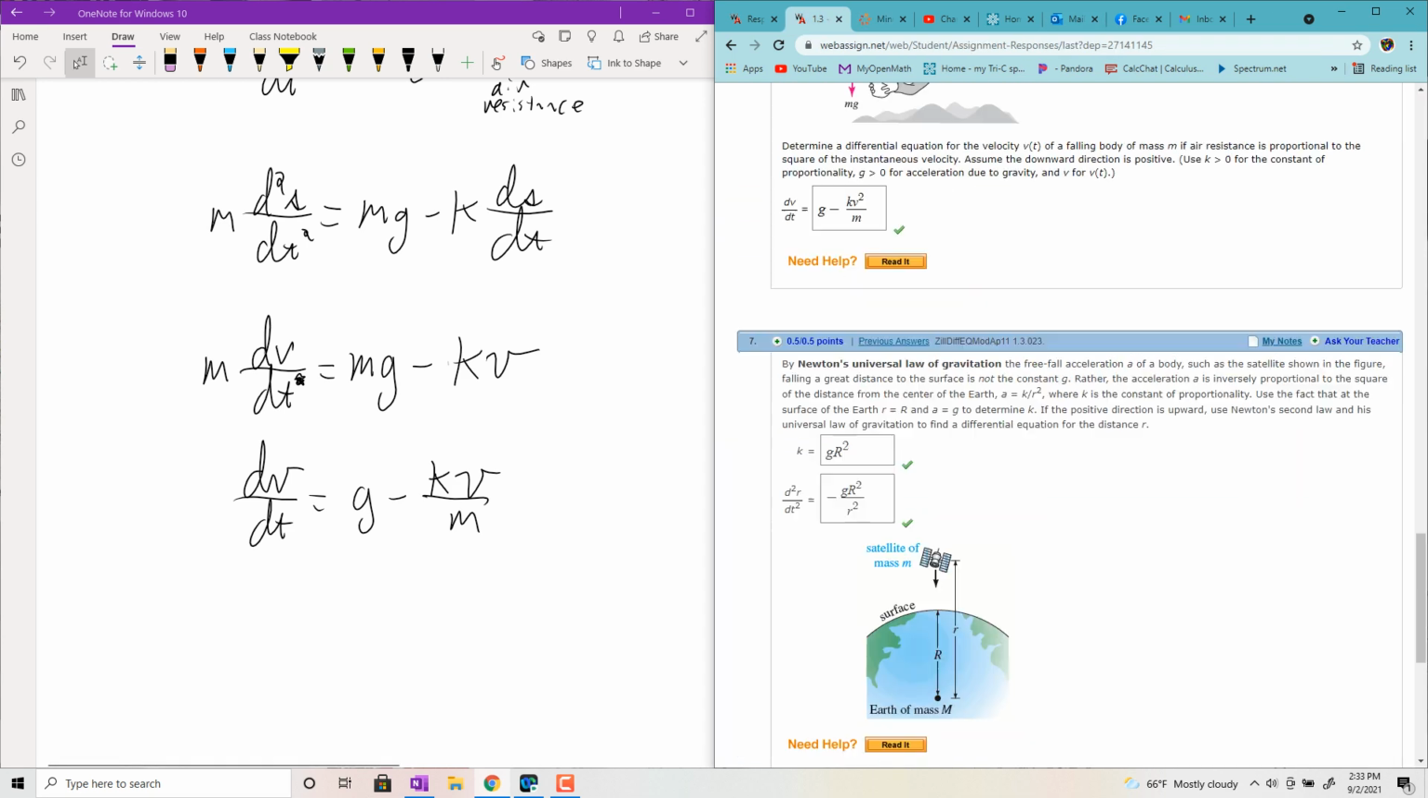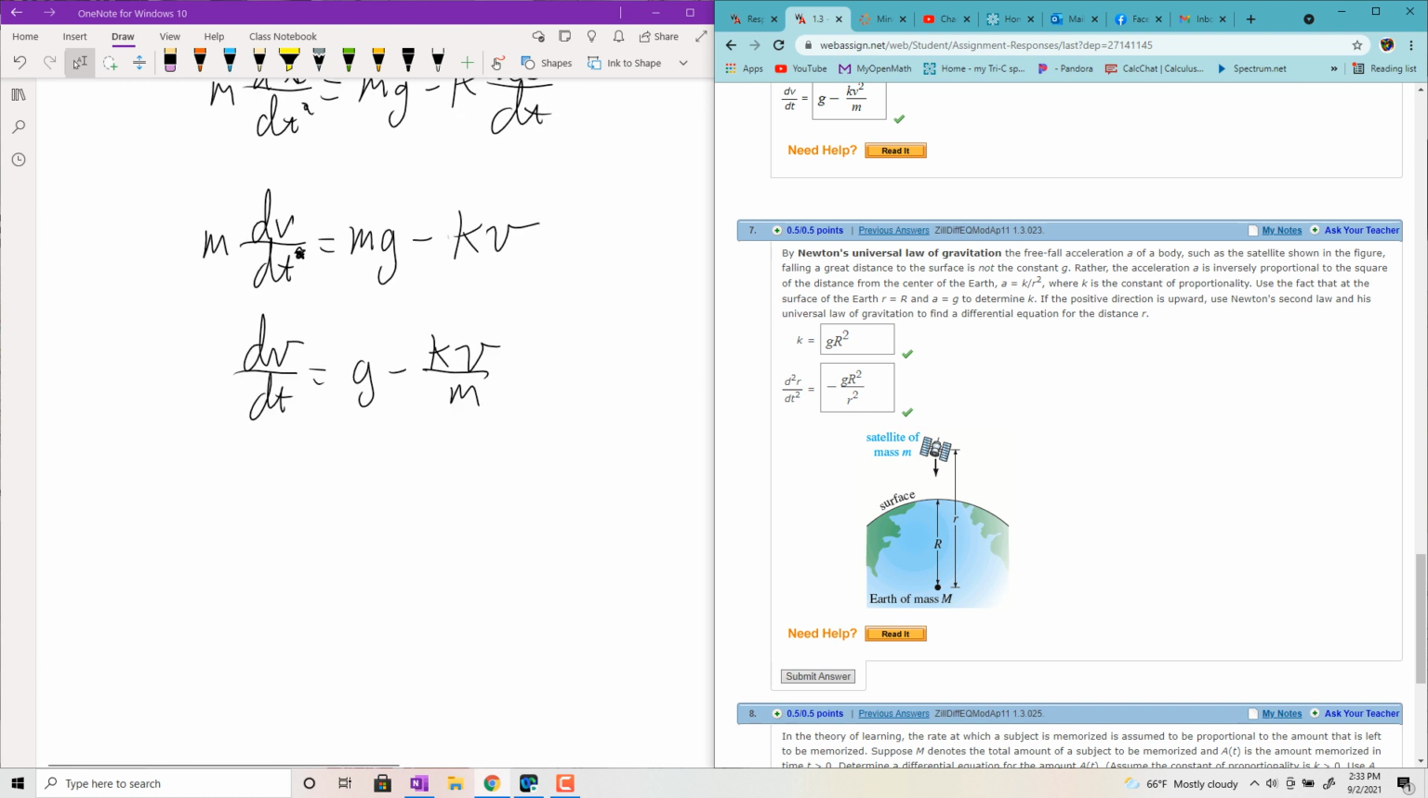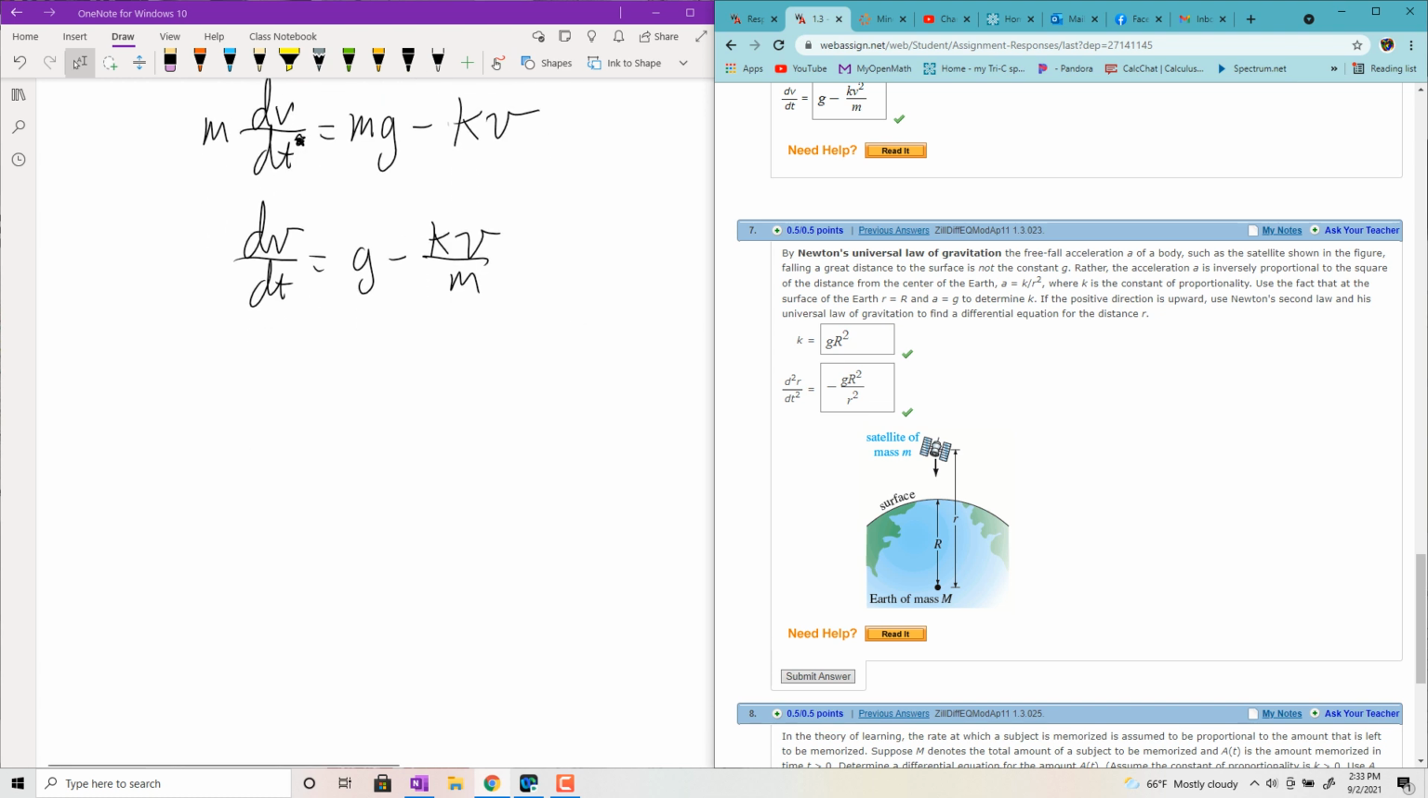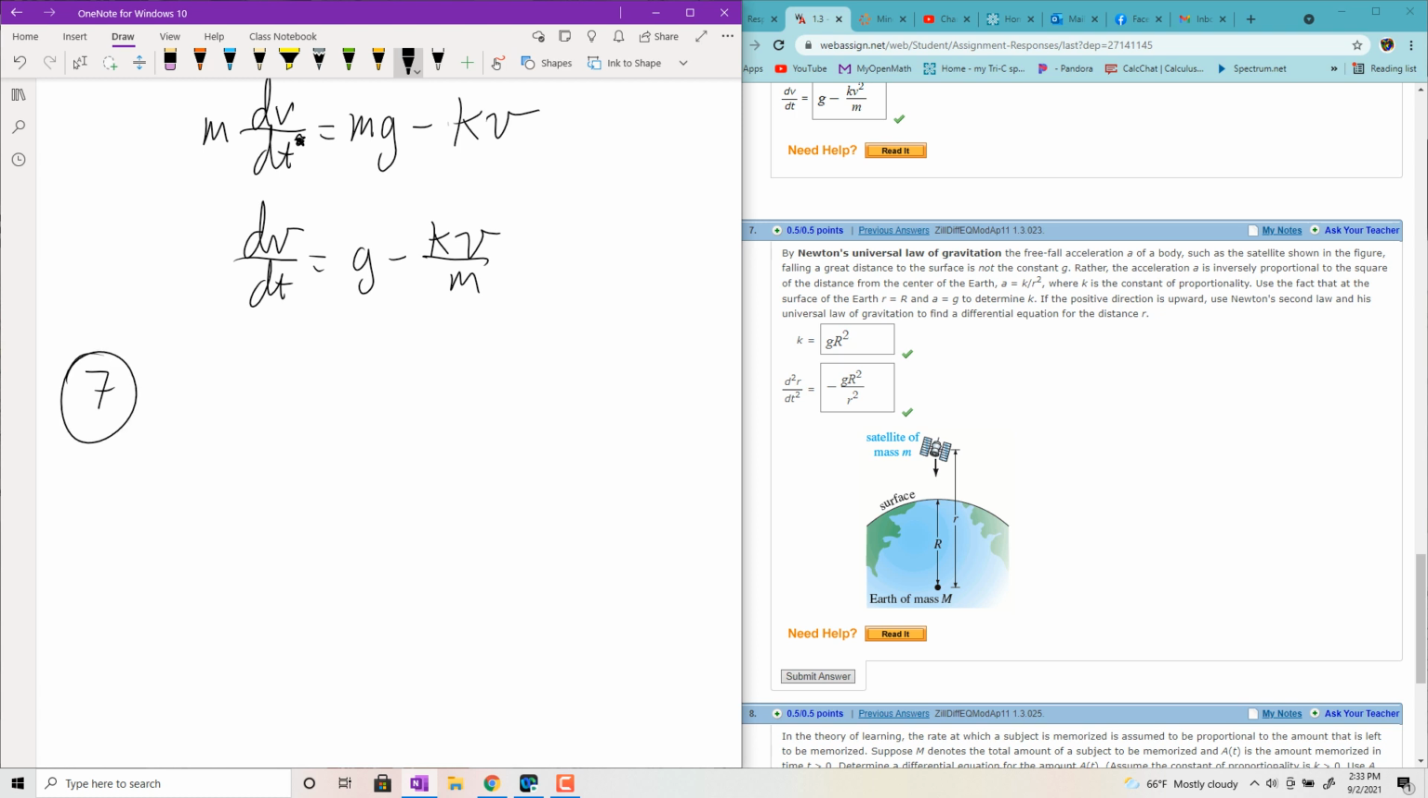Okay. There's one other question. I think I want to hit this one because for some reason I don't want you spinning your wheels on it. I don't want you having to guess your way through it. Newton's universal law of gravitation says that the free fall acceleration a of a body such as a satellite, shown in the figure, falling a great distance to the surface is not the constant g. Clearly, the further away you get, it's going to be variable.